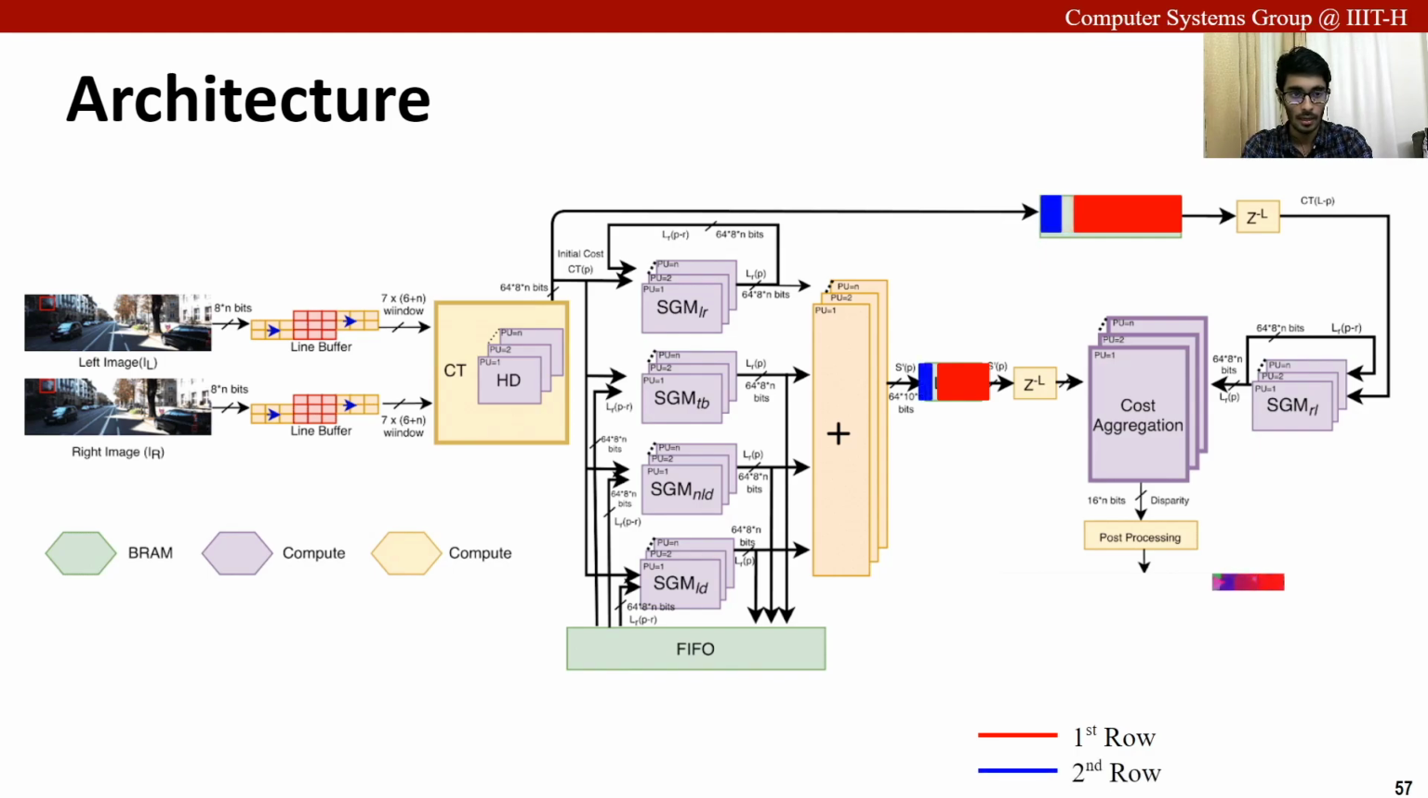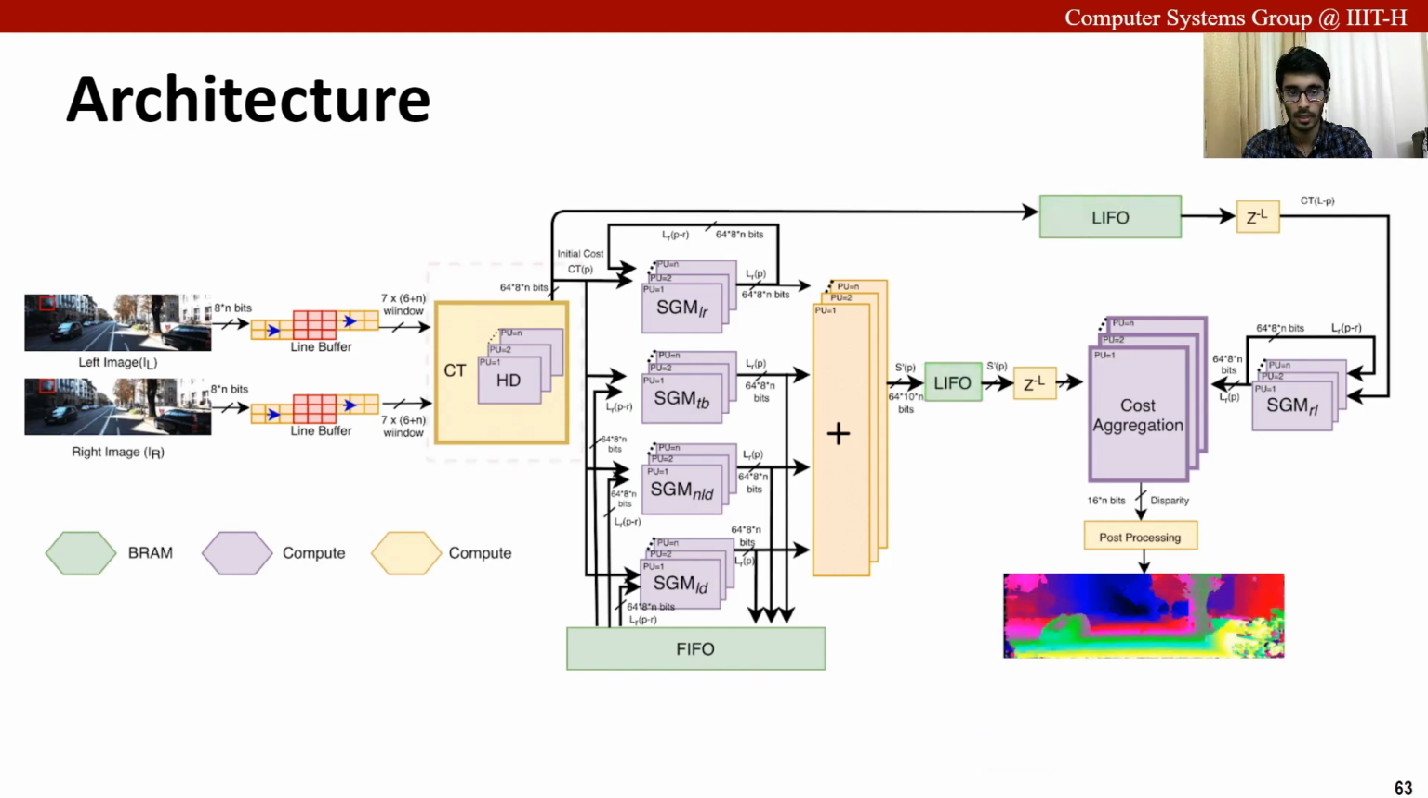Now SGM-RL is flushing the first row, and at the same time the second row's forward pass has begun. Then as the first row is flushed out and its disparity is produced, the second row's forward pass is completed. Now it will get flushed and the third row's processing has begun. In this similar fashion, we generate the whole disparity map.